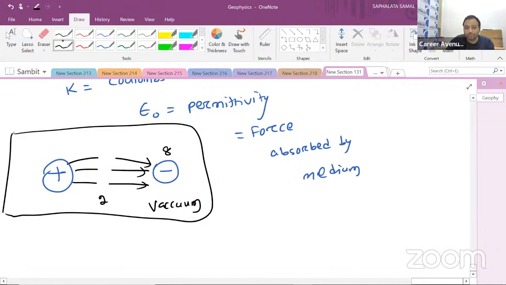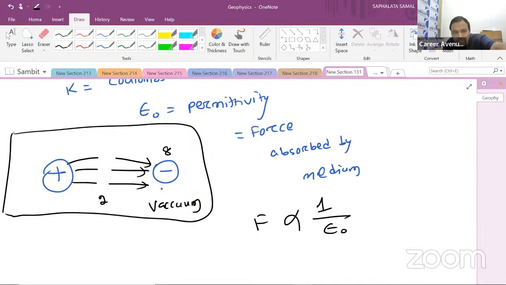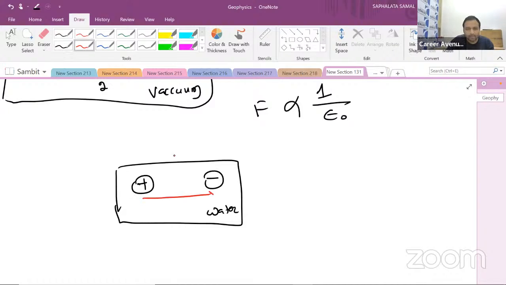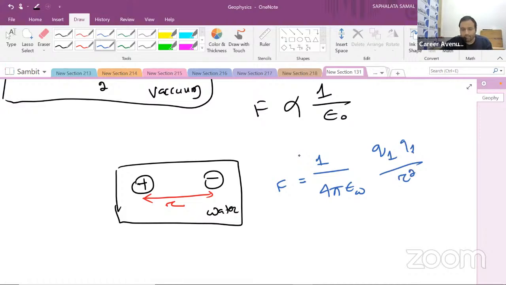Okay, that means my force will always be inversely proportional to the permittivity. Let's say I'm doing the same experiment in water. Suppose we have a water medium, with the same positively charged ion and negatively charged ion a distance apart. How much is the force over here? 1 by 4 pi epsilon W, that is permittivity in the water, into Q1 Q2 by R square. Suppose Q1 is the magnitude of the positively charged ion and Q2 is the magnitude of the negatively charged ion.